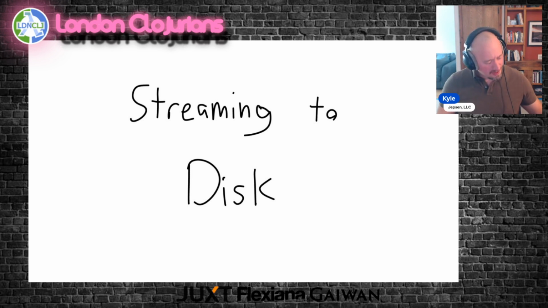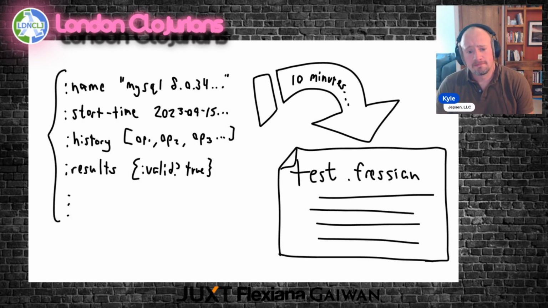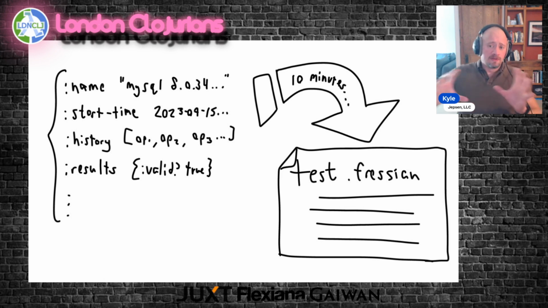Next fun thing I'm working on is disk streaming. Test maps in Jepsen have some metadata, things like a name, the start time of the test, history, which is a big vector of operations, and then the results, which is typically a map that's also pretty chunky. And at the end of the test, we would write that entire map with all of its components into a Fressian file on disk.